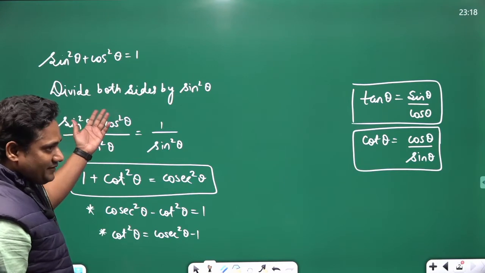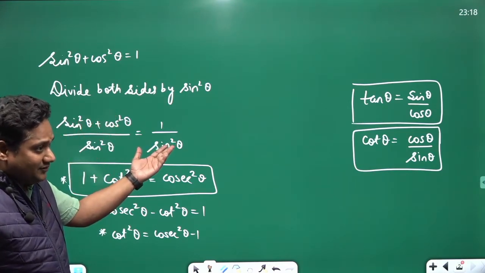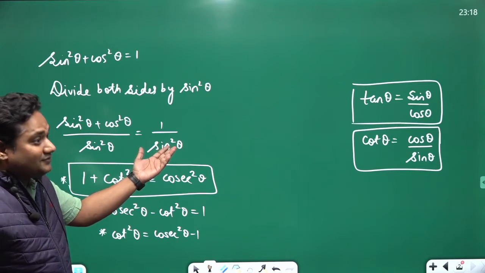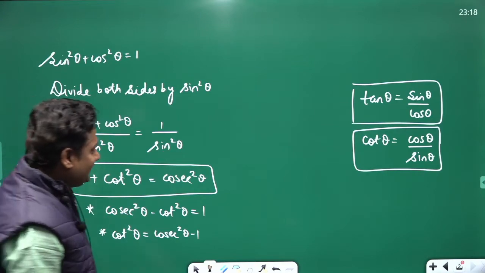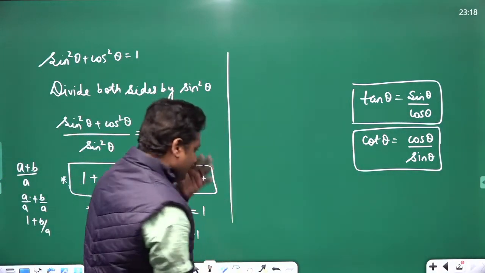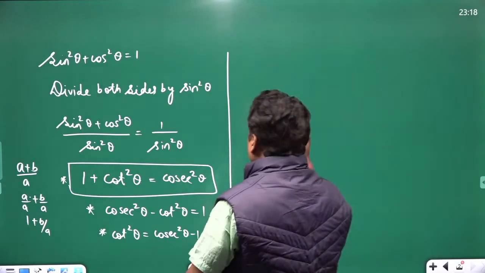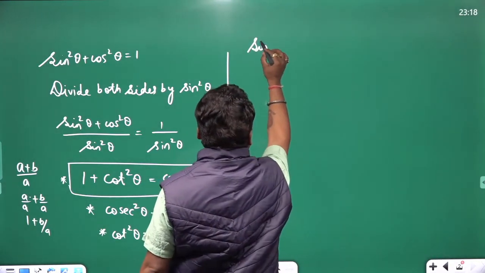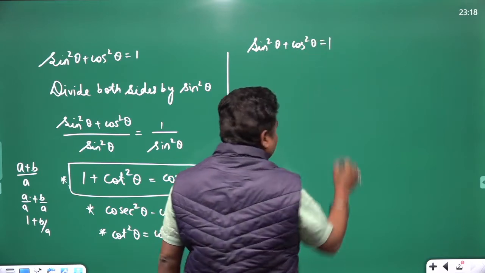This time I divided by sin square theta. Next time, what will I divide by? Cos square theta, definitely. So we can derive another formula. Now again, sin square theta plus cos square theta is equal to 1.